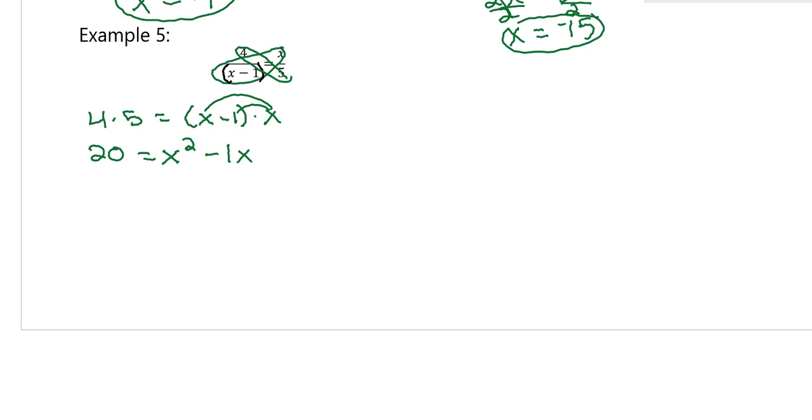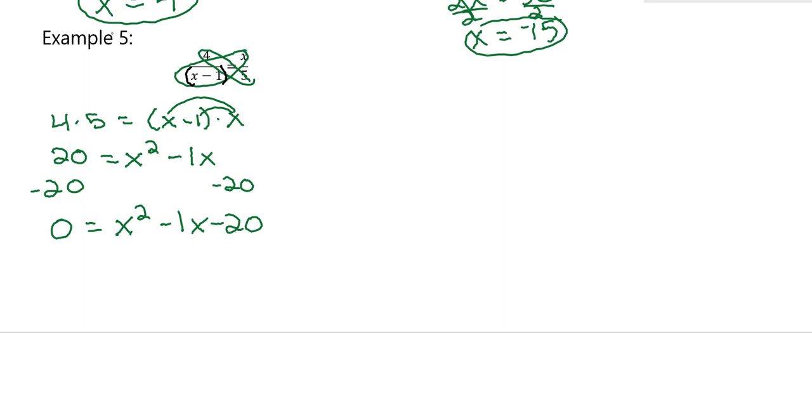In order to solve this, we're going to look back at our factoring. So in order to factor, I need to set it equal to 0. So I'm going to subtract 20 from both sides. So I have 0 equals x squared minus 1x minus 20. In order to factor, I want to look at what adds to your middle number, remember. So I'm adding to negative 1 and multiply to your last number, negative 20.